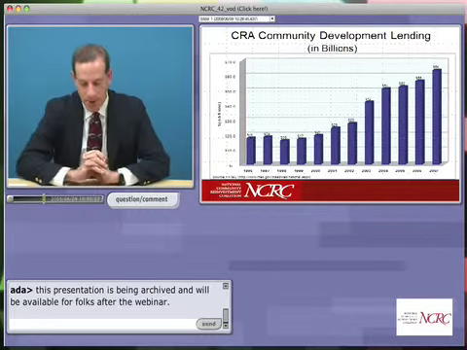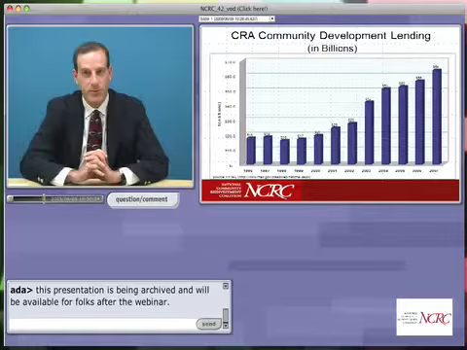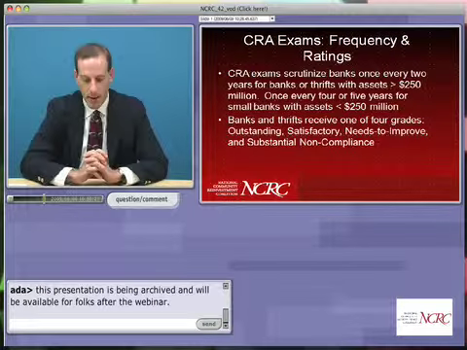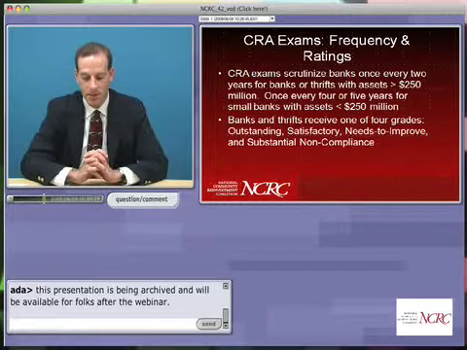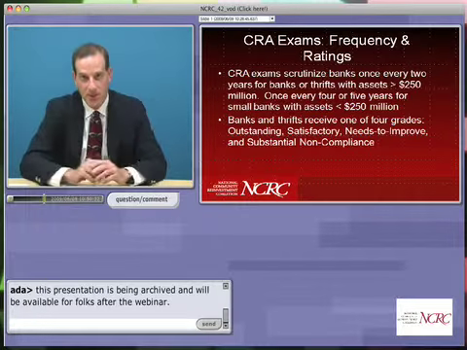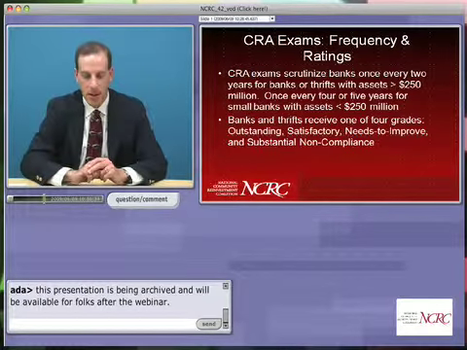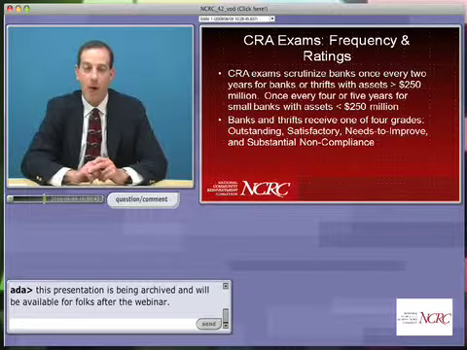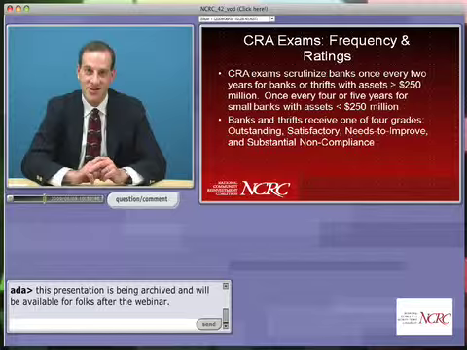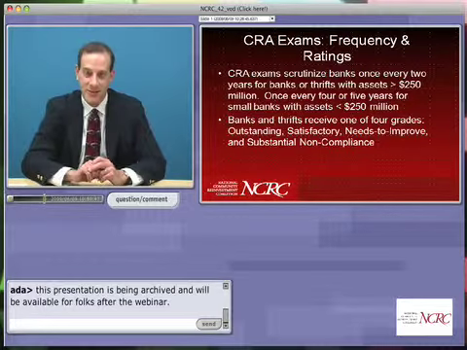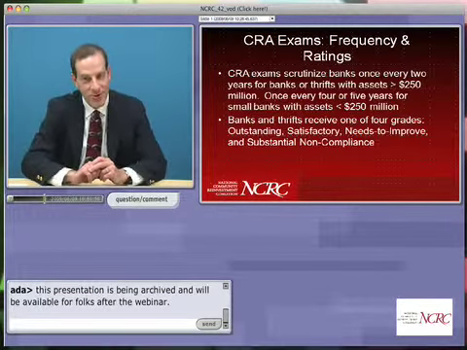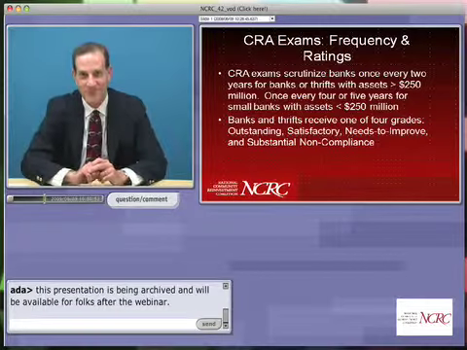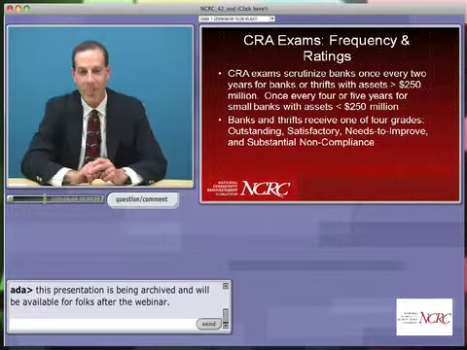So then we go to the next slide. It says CRA exams, frequency, and ratings. And now we're going to talk a little bit about the nuts and bolts of CRA, how it actually works. The CRA exam is conducted about once every 2 years for banks and thrifts with assets of more than $250 million. For small banks, the federal agencies define small banks as assets less than $250 million. For us, an institution less than $250 million is in fact a pretty big institution. But they call that a small bank.